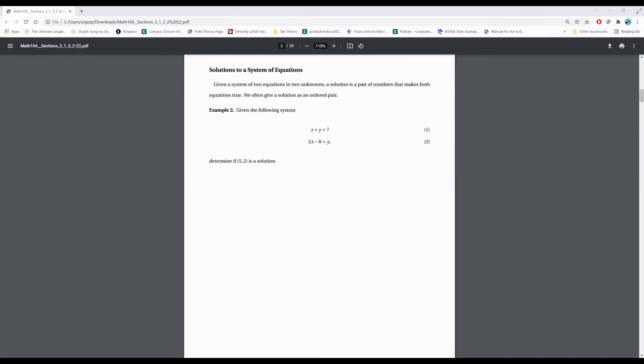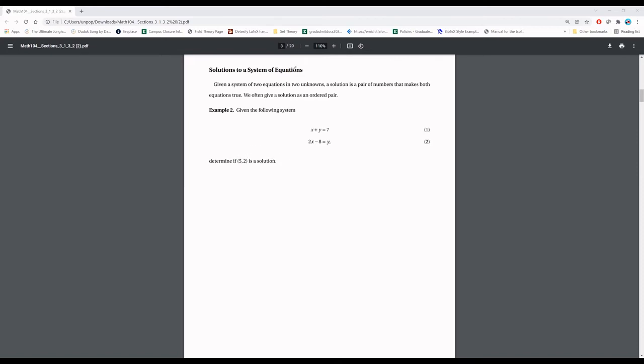All right, so if we're given a system of two equations and two unknowns, the solution to that thing is going to be a pair of numbers, one for each variable, that makes both equations true. You will frequently see this given as an ordered pair. So example 2 says, hey, here's our system. First equation is x plus y is equal to 7. And the second equation, 2x minus 8 equals y. Let's see if we can figure out, is the ordered pair 5, 2 a solution?